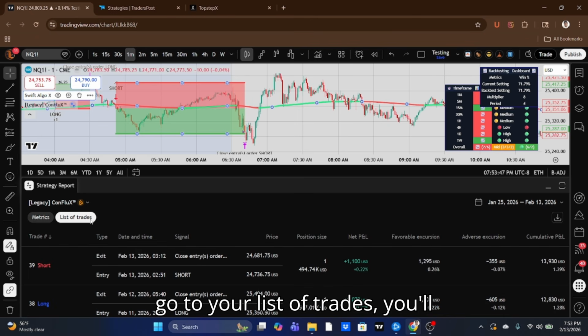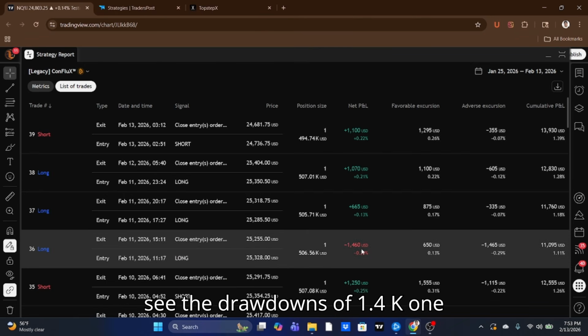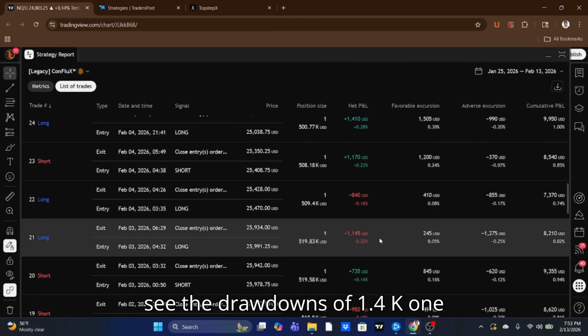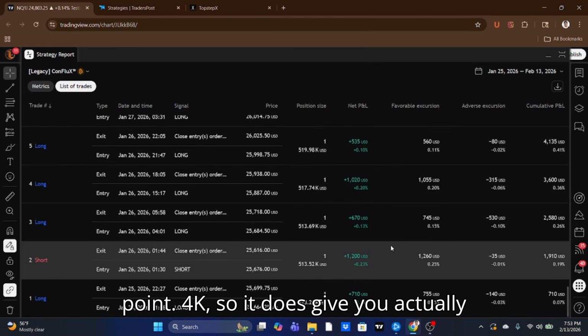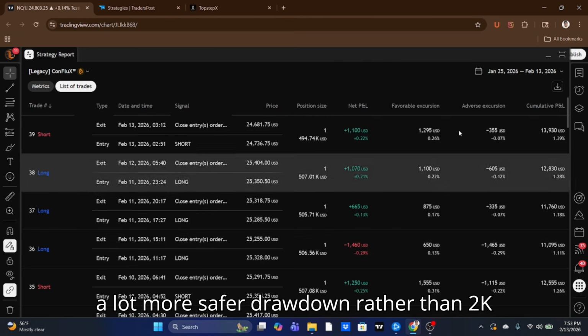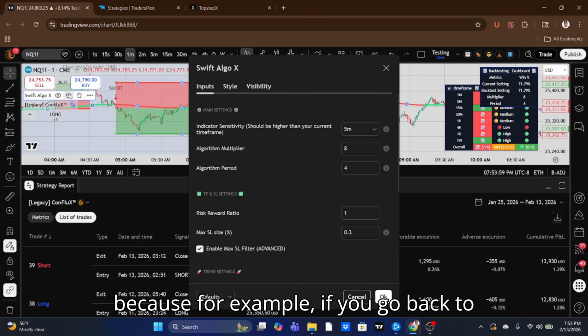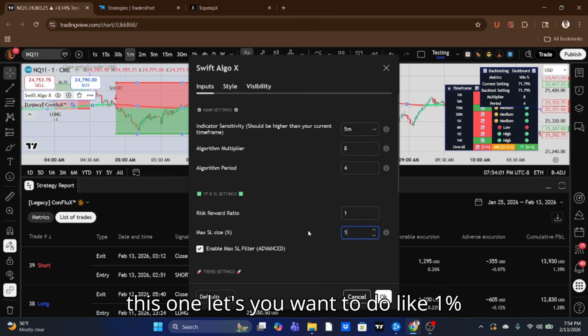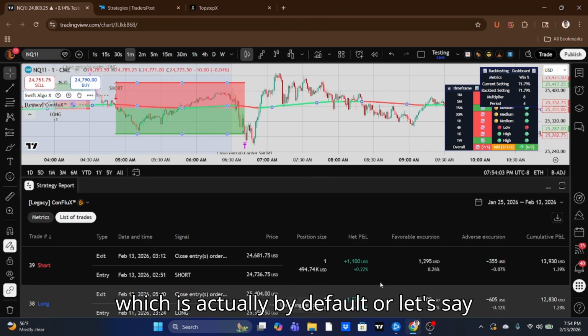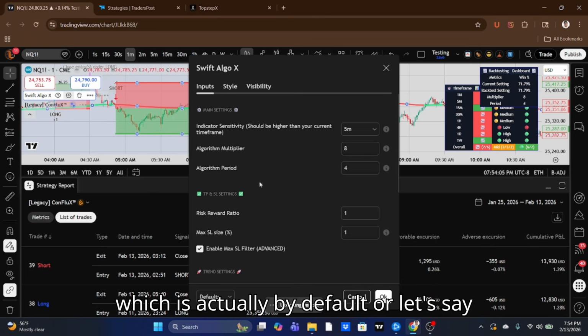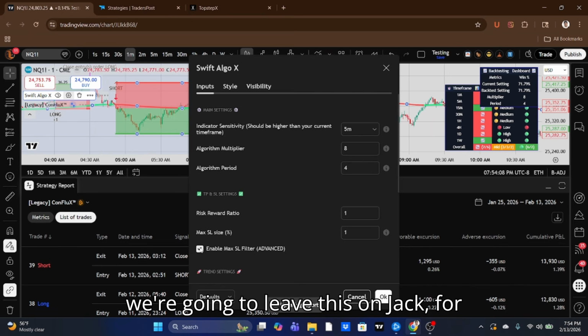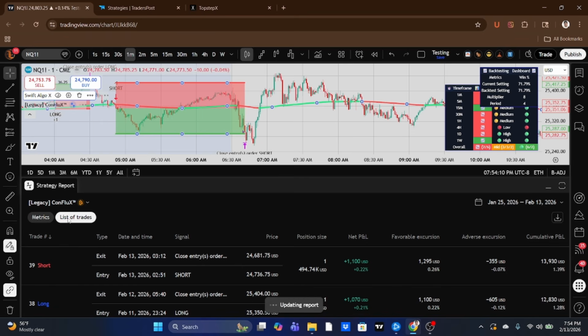And if you go to list of trades, you'll see the drawdowns of 1.4K, 1.4K. So it does give you a lot safer drawdown rather than 2K, because for example, if you go back to this one, let's say you want to do 1%, which is by default, or let's say we're going to leave this unchecked, for example. Give it a few seconds for it to load.